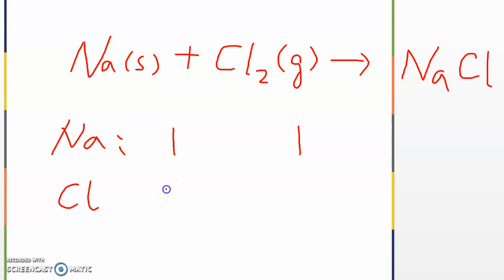What's next? Chlorine. On the left side, I have 2. And on the right side, I only have 1. So chlorine is not balanced. So this equation is not balanced. How can I balance it? I can play with the coefficient. In this case, I'm going to put a 2 in front of here, and I'm going to put a 2 here.